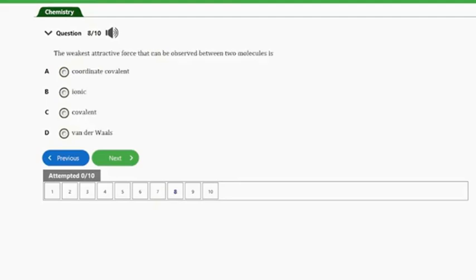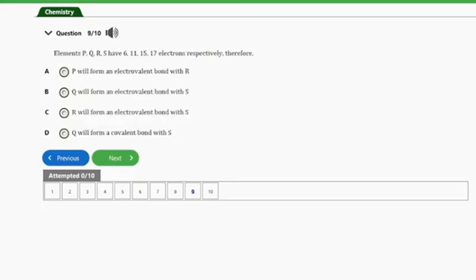Question number 8. The weakest attractive force that can be observed between two molecules is A, coordinate covalent, B, ionic, C, covalent, D, van der Waals force. So guys, the answer to this question is option D, and that's van der Waals. So the van der Waals is the weakest attractive force that can be observed between two molecules. So let's consider the next question.